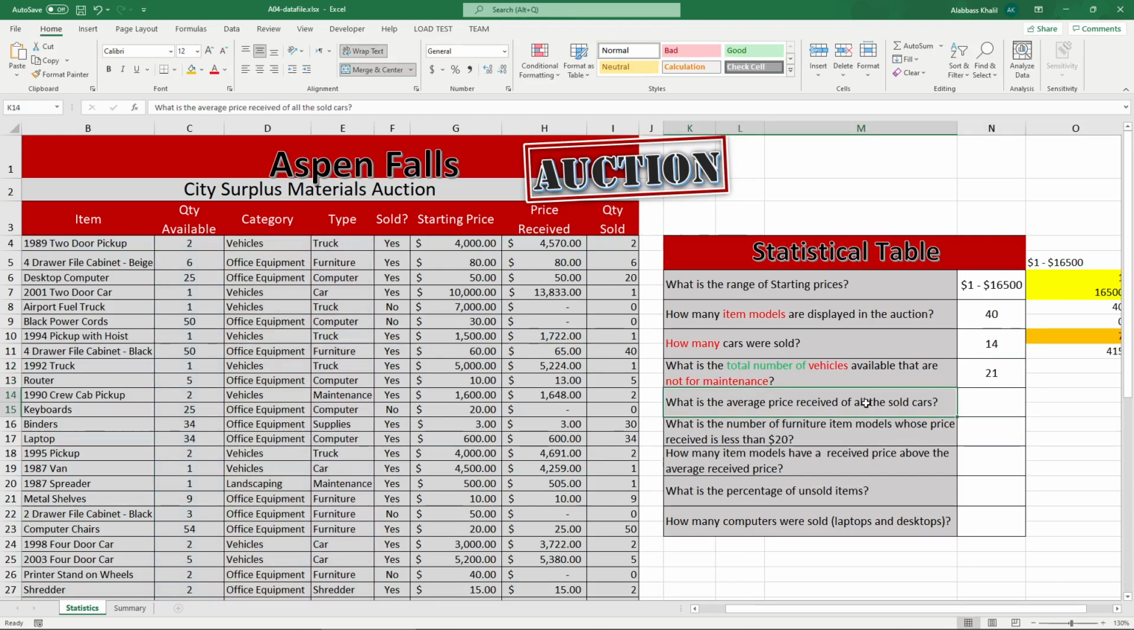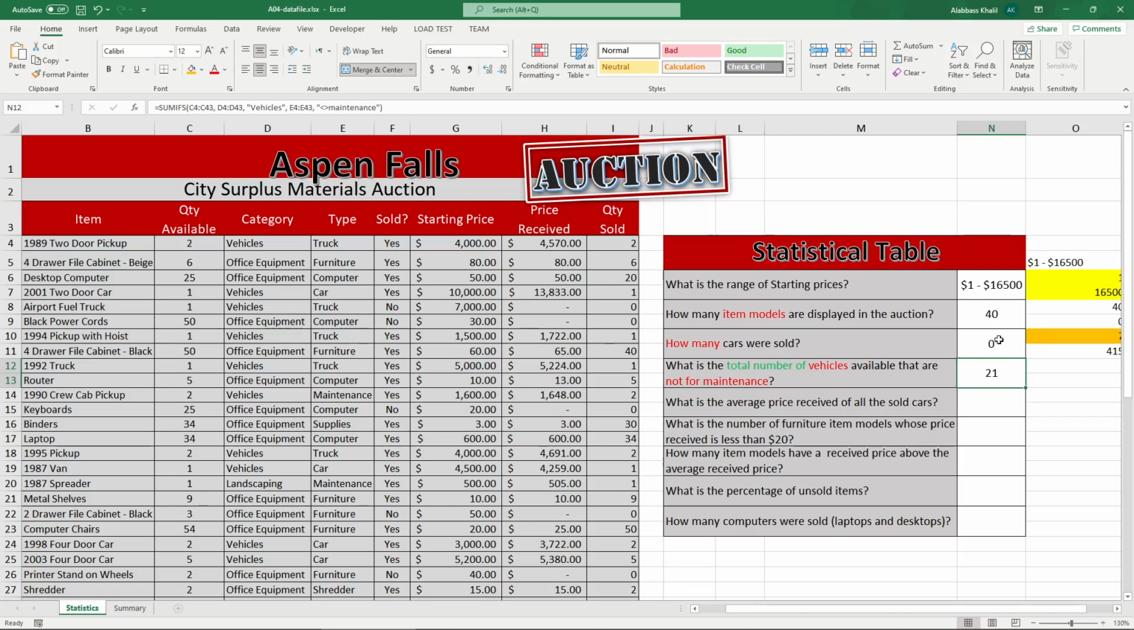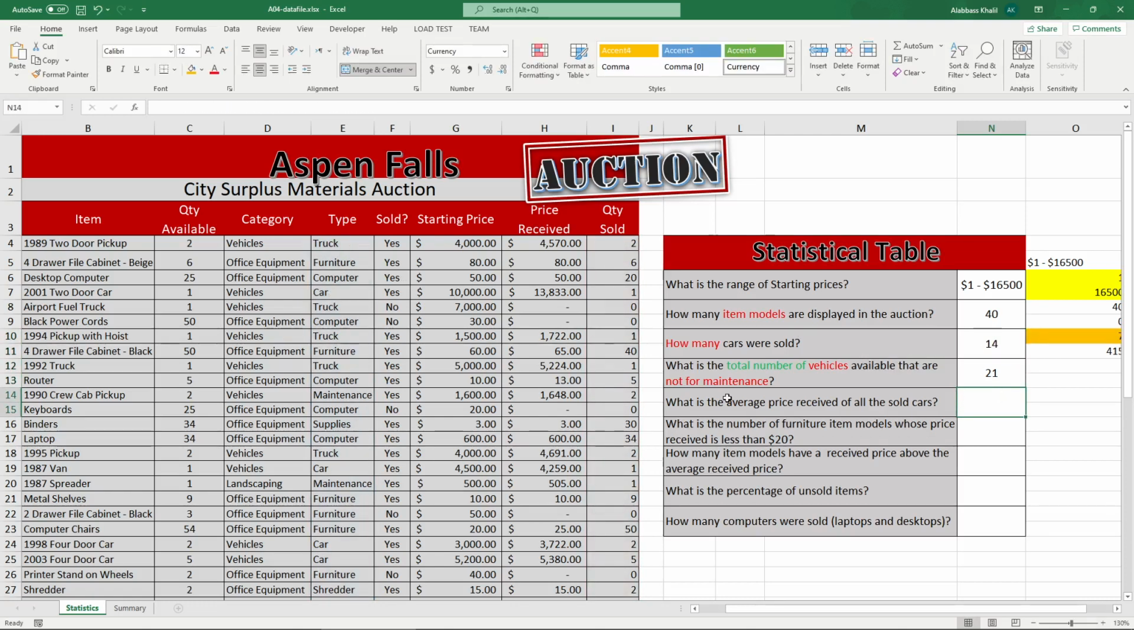Great. What is the average price of, oh, just a second. What would have happened if I put here cars instead of car? Well, I would have gotten 0 because I don't actually have a type that's cars. It's just car. Okay, so this is something I forgot to do a second ago. What is the average price received of all sold cars? So I want the average price received of all sold cars.